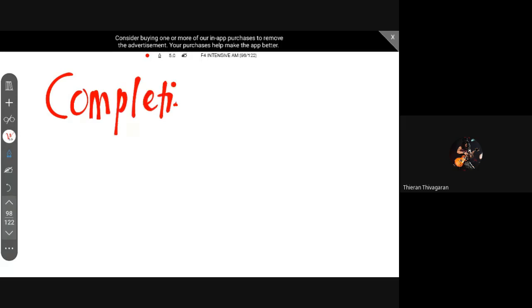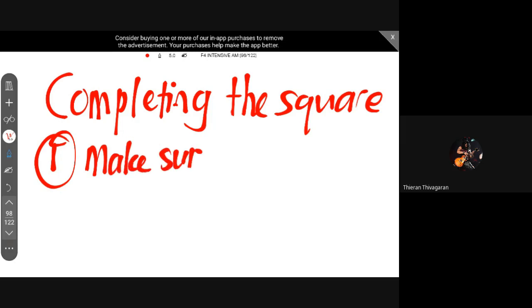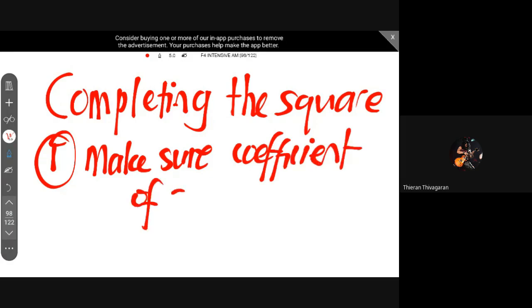Kaedah penyempurnaan kuasa 2. Okay, there are few steps in order to do this. Ada beberapa langkah. First step, can anyone tell me apa langkah pertama bila buat kaedah ini? What is the first step? Yes, very good. Make sure, kalau saya nak tulis dalam perkataan, make sure coefficient of A equals 1. Dalam BM, coefficient tu adalah perkali. Perkali bagi A tu mesti 1.